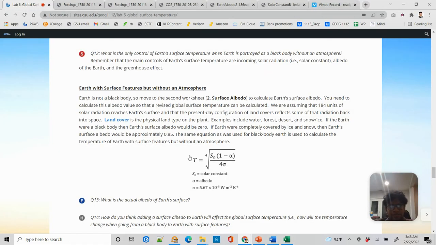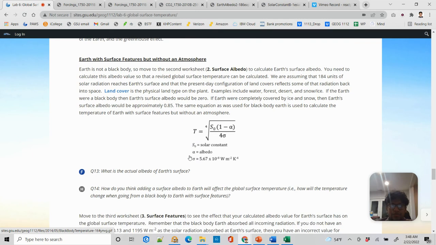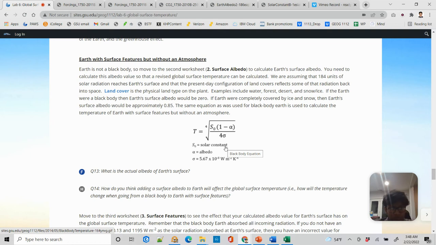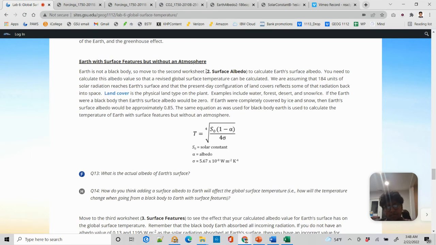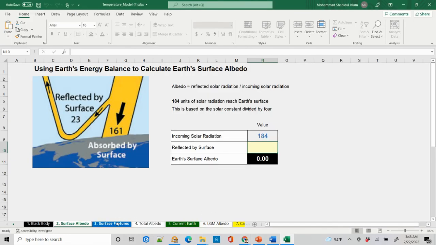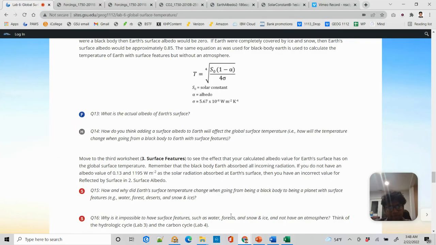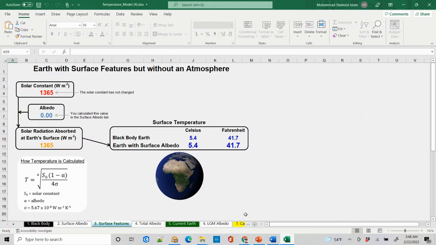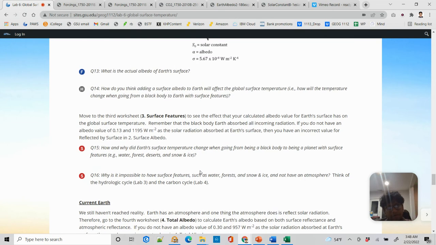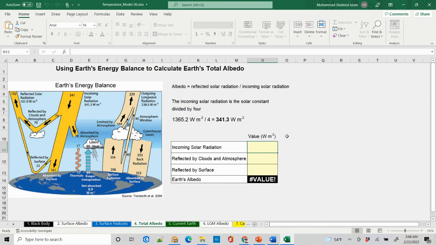So the idea is that I will show you how to go about that, and I'll show you some crucial information in this Microsoft Excel sheet. All you need to do is to go down and down. When it says go to surface albedo, number 2, go to surface albedo. When it says go to surface features, go to surface features, number 3. Then when it says go to total albedo, go to total albedo. So this is pretty much simple. So all the answers from here on, I don't need to explain anything to you, because all the answers are there for sure. There's no confusion, I'm sure, if you have followed the instructions properly.